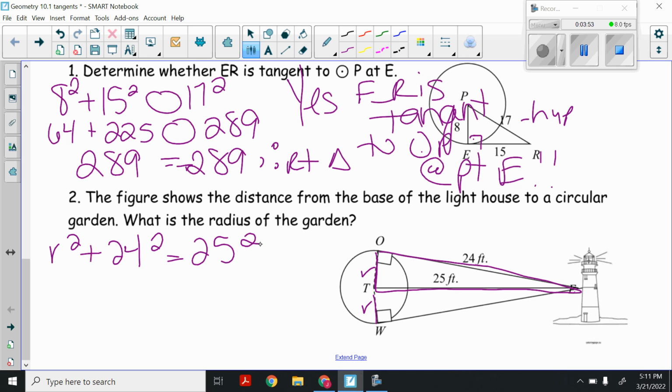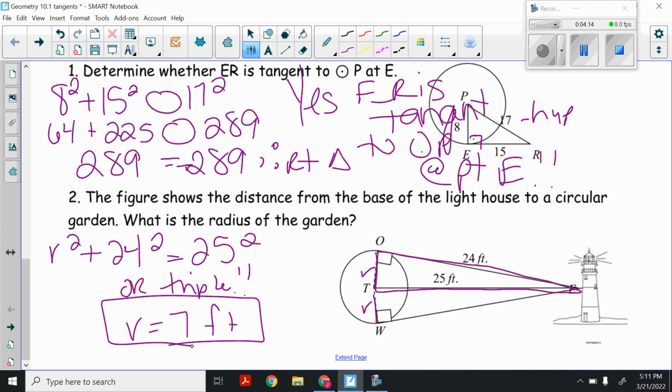And I'm going to solve that, or I recognize that this is a triple. Remember when we learned about the Pythagorean theorem, we talked about Pythagorean triples. One of the triples we talked about was 7, 24, 25. So my radius would have been 7. My units are feet. If I had not recognized it as a triple and I completed the Pythagorean theorem up there and solved for R, I still would have gotten 7.